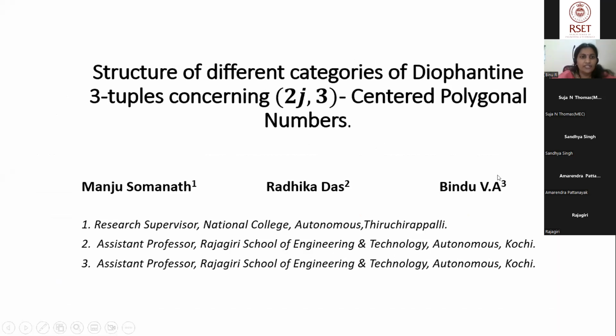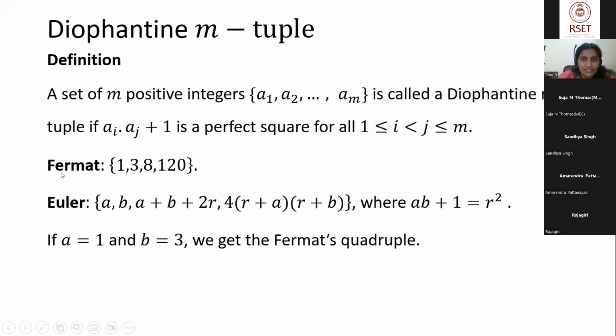Good afternoon, everyone. Structure of different categories of Diophantine triple tuples concerning the 2J centered polygonal numbers.